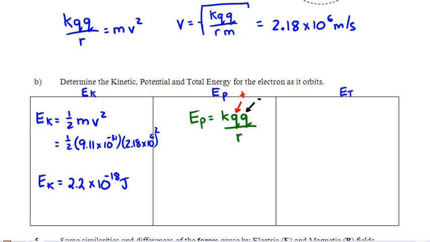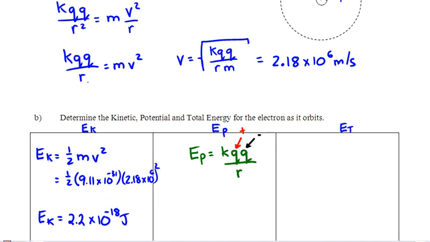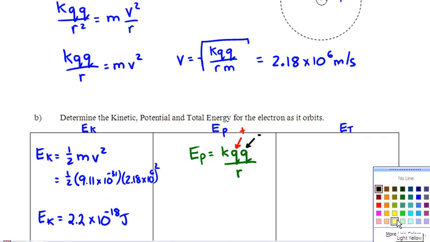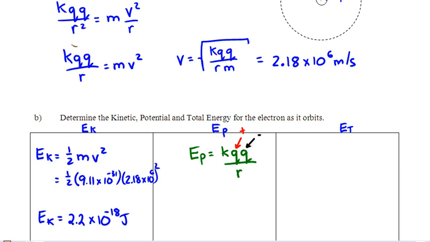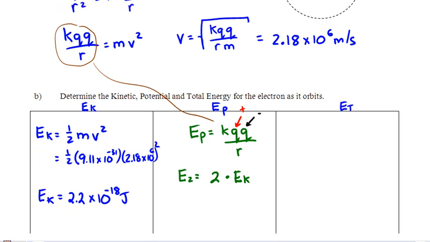If you take a look at what happened back up here, this is just kind of a lucky little deal. Here's K Q Q all over R, right? And you have to go and figure it out. You're trying to figure out K Q Q all over R. But this mv squared is actually kind of like 1/2 mv squared, but without the half. It's 2 times too big. So it turns out, just like it does for planets, that the potential energy is 2 times as big as the kinetic energy. And it's negative, just like it is for planets.